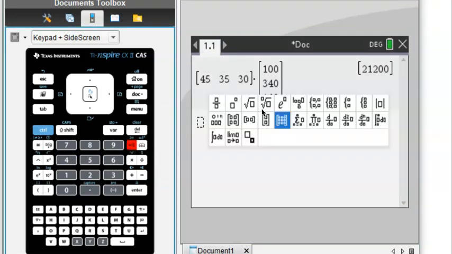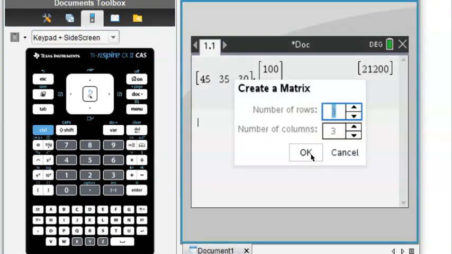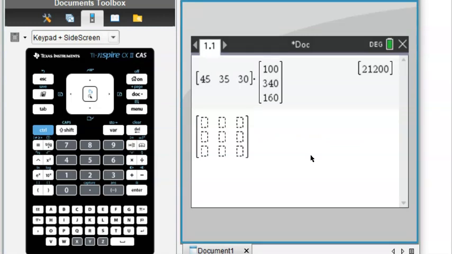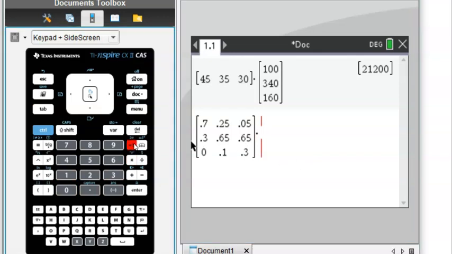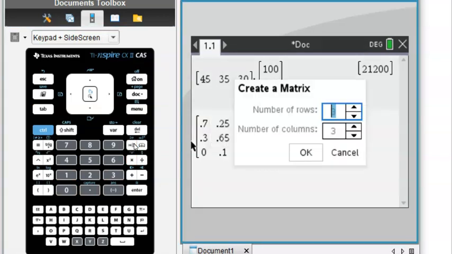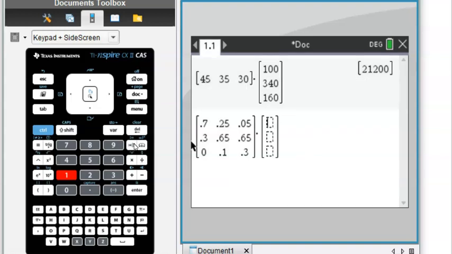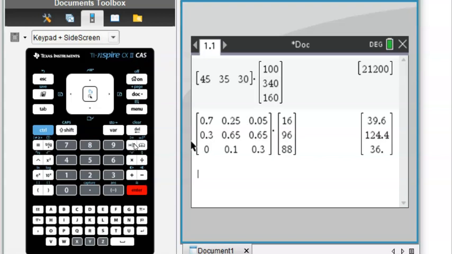And so in our calculator, I'm going to put in our matrix. Our transition is a 3 by 3, and just entering in our values as we can see them on the page. And multiplying that by our initial state, which is a 3 by 1 matrix. We have 16, 96, and 88. And so that gives us our S1 matrix there to 1 decimal place.